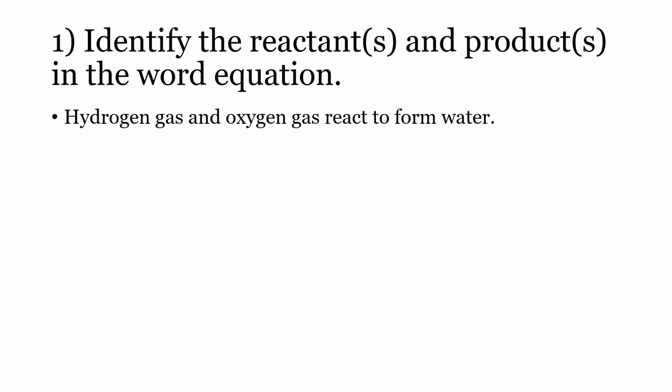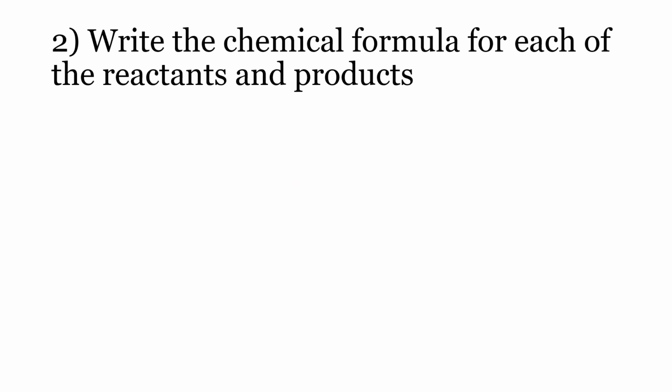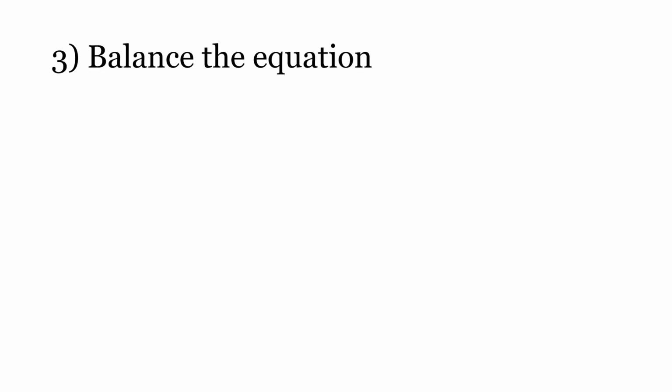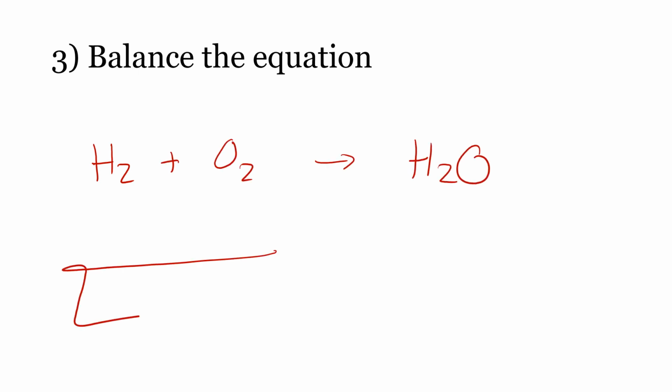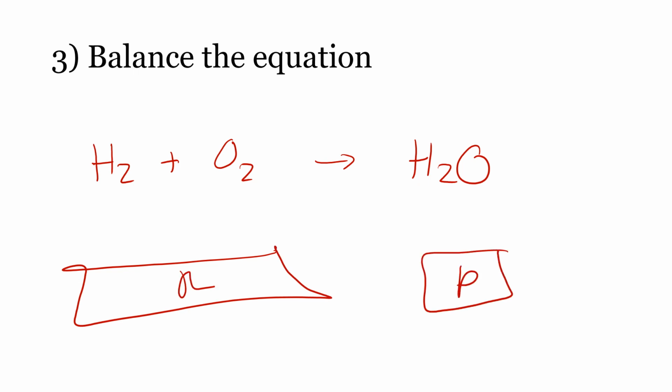So how to do this? You identify the reactant and the product in the word equation. So I have hydrogen gas and oxygen gas. So this is H2 and O2, and it's forming water. So that's, you should know, H2O. Then you write out the chemical formula for each of the reactants and products, which I kind of already did. And then you balance the equation. So it was H2 plus O2 forms H2O. So this is my reactant side. This is my product side, just so we know.